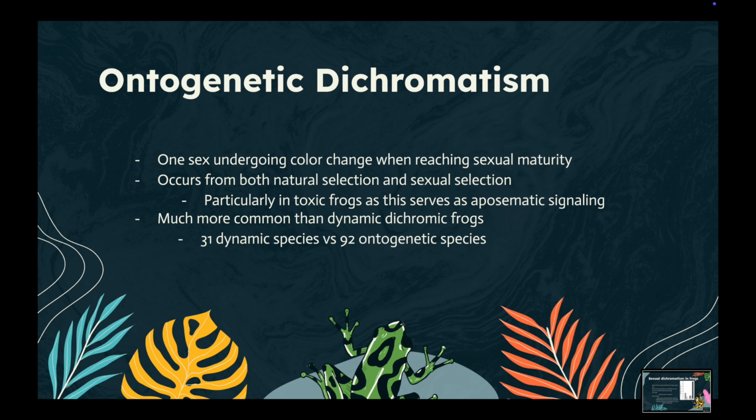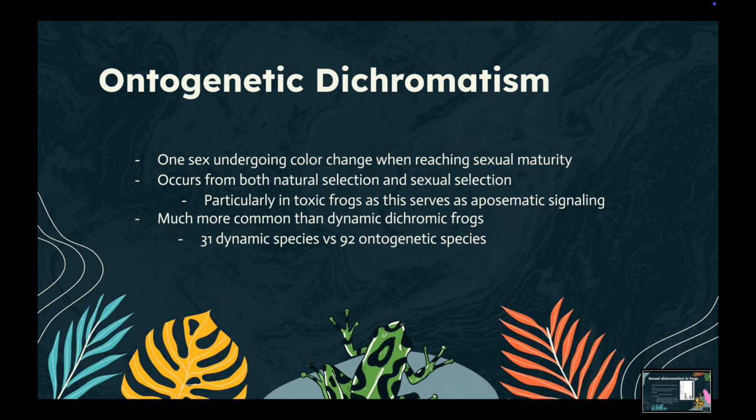So what is ontogenetic and dynamic? What does that mean? Ontogenetic dichromatism is when one sex undergoes a color change when reaching sexual maturity. It occurs from both natural selection and sexual selection. This is actually very interesting. It occurs from sexual selection because the drab females are more likely to pick bright-colored frogs, and drab males are more likely to pick brighter-colored frogs. So that causes that kind of sexual selection because they are favoring the brighter partner in that case.